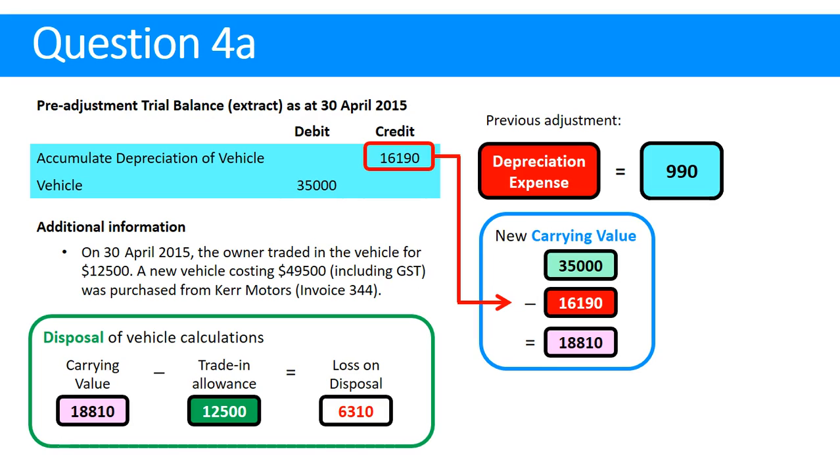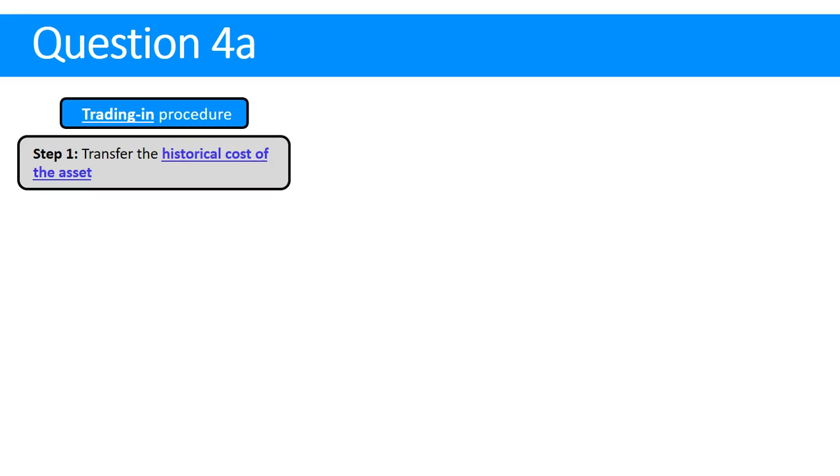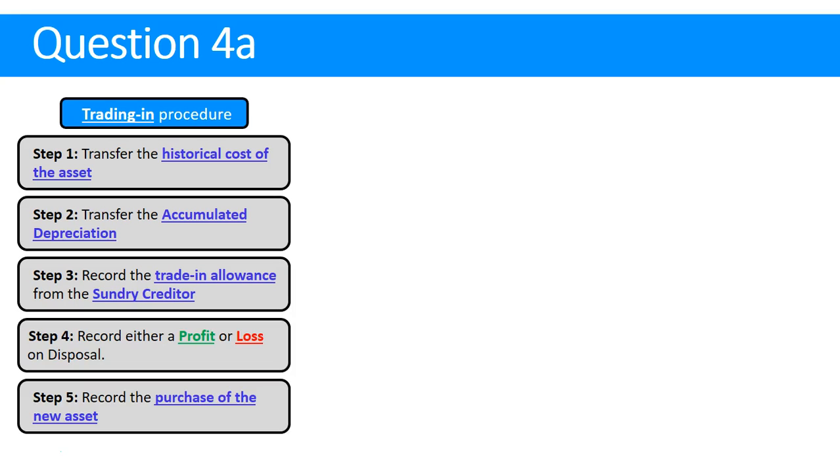The car dealer is giving us less for this vehicle than we think has usage left based on our carrying value, so therefore we'll have a loss on disposal. So where do we even start with this question? This question's all about remembering a procedure for trading in a non-current asset. So we just want to take it one step at a time and remember each of these 5 steps. And once we know those, we can just go through each one by one.